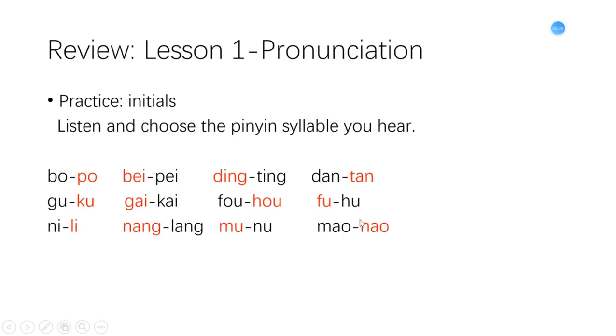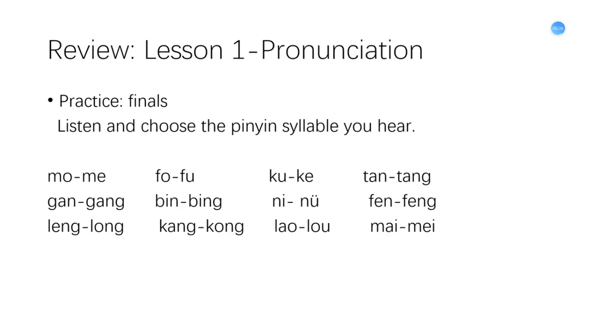Okay, so this is the first practice about initials, and let's move to finals. So similarly, you can see there are several pairs. In each pair, there are 2 units, and the only difference between the two units is the finals. So you can see the only difference between them is the finals. So please listen carefully and choose which final you hear. Okay, so which pinyin syllable you hear. It's about finals, so please focus on finals. Okay, now let's begin.